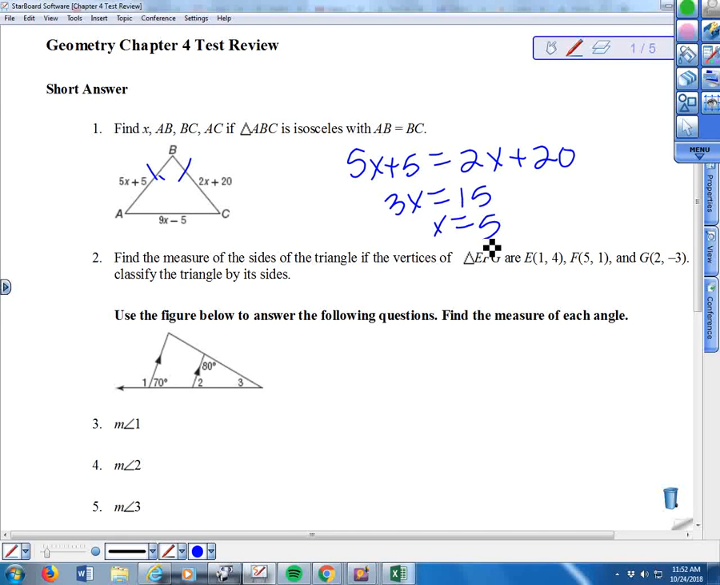Okay, so I've answered part of the problem. First part said find x. Then it wants me to find the legs of the triangle. So I'm just going to plug 5 back in here. 25 plus 5 is 30. This side better be 30, or I did something wrong because it's isosceles. 2 times 5 is 10 plus 20 is 30. 9 times 5 is 45, minus 5 is 40. So the three lengths are 30, 30, and 40.